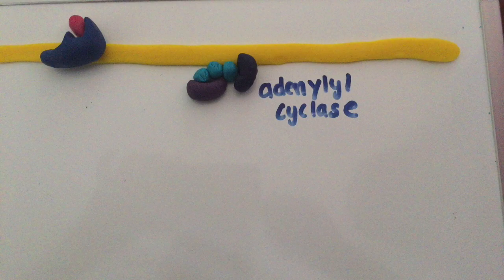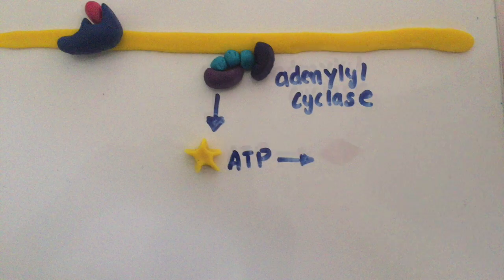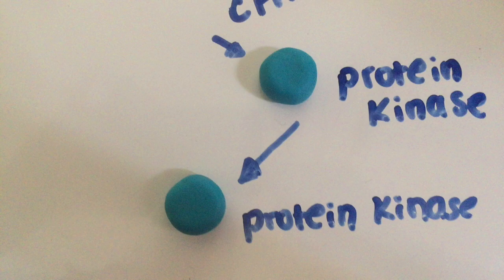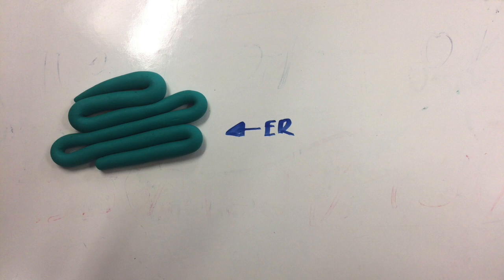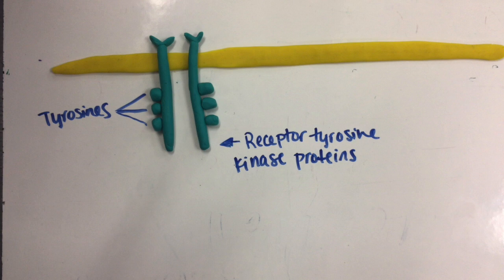Then you have adenylyl cyclase, which is an enzyme in the cell membrane that converts ATP into cAMP in response to a signal. cAMP activates a phosphorylation cascade. One protein kinase activates another protein kinase and leads to a cellular response, which is calcium ions being released from the ER.